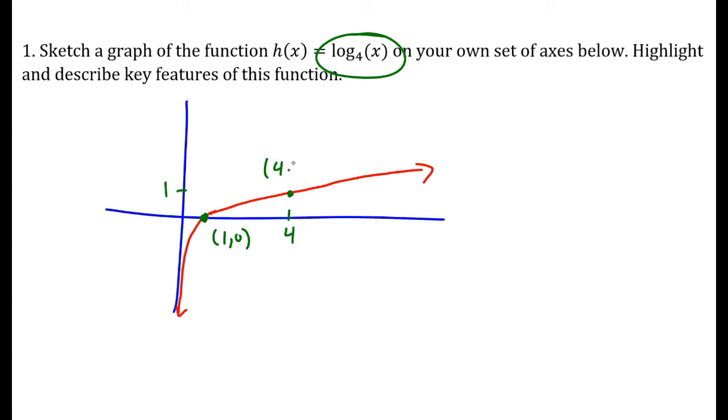of 4, 1. Why does this function pass through the point 4, 1? Because it's base 4. 4 to what power gives me 4? 4 to 1 gives me 4, so it passes through the point 4, comma 1. So in general, this is the point b, comma 1. And we said we have an asymptote of x equals 0, the y-axis, and it continues to increase as x gets really large.